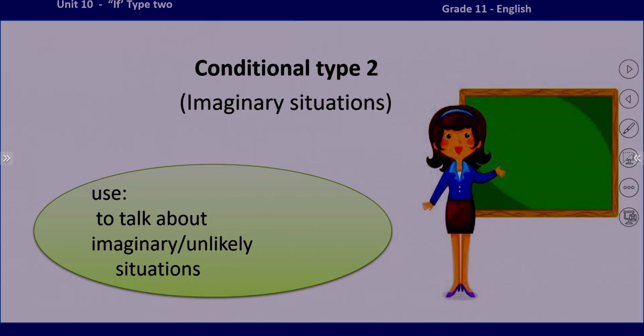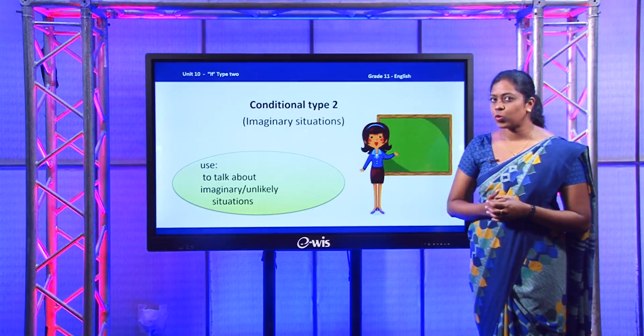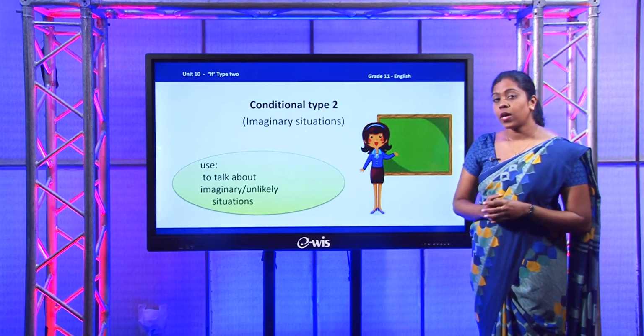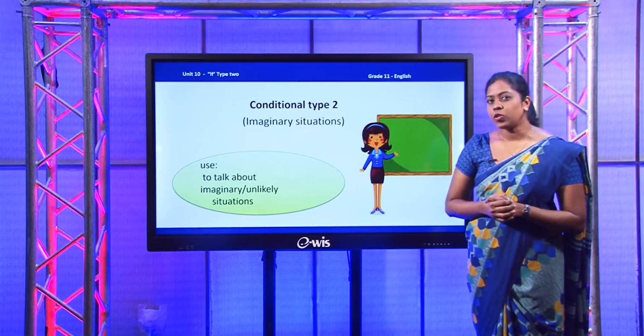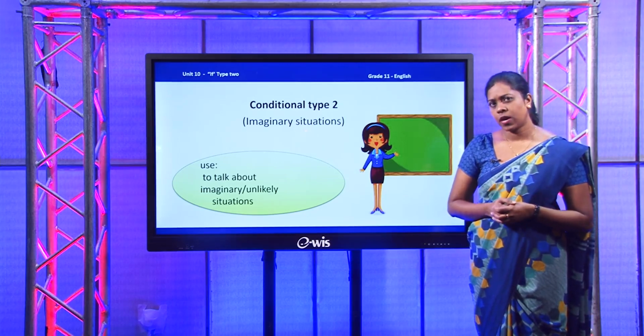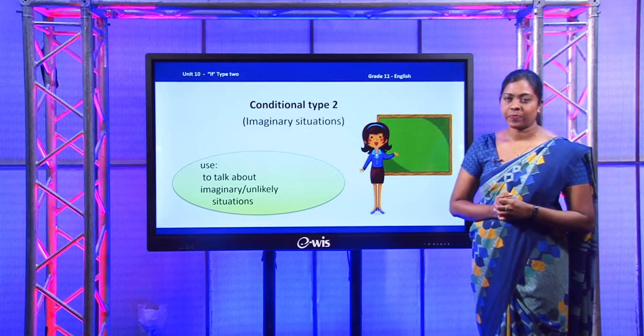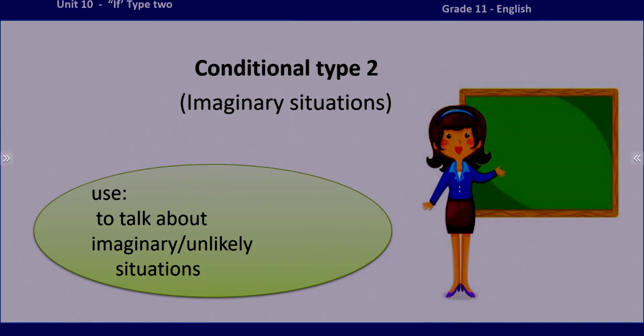Right. Hope you are ready now to step onto the next section, that is conditional type 2. So remember the structure of the sentence, especially those two parts, and also if type 1 is used to talk about possible situations, probable situations. Where do we use conditional type 2 is a big question, children. Look at this. We use conditional type 2 to talk about imaginary situations.